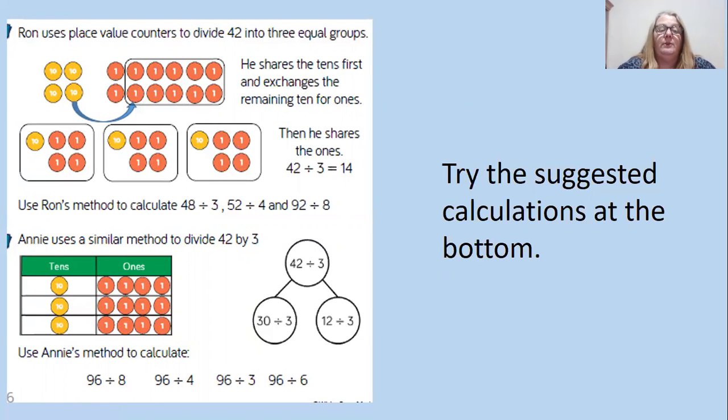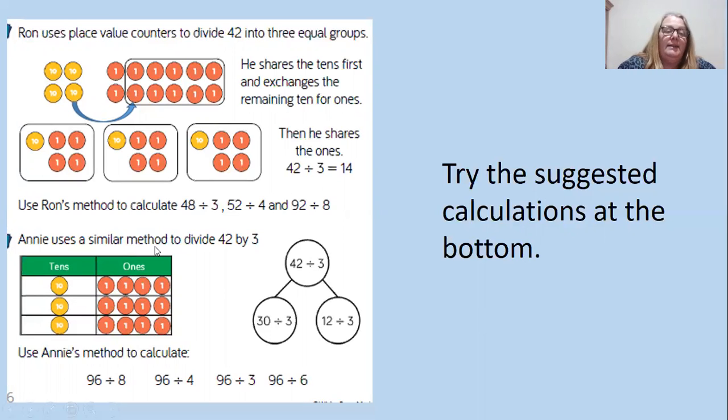It then asks you to have a go at calculating 48 divided by 3, 52 divided by 4, and 92 divided by 8. So you can have a go at those using Ron's method. When you've had a go at that, have a go at using Annie's method.